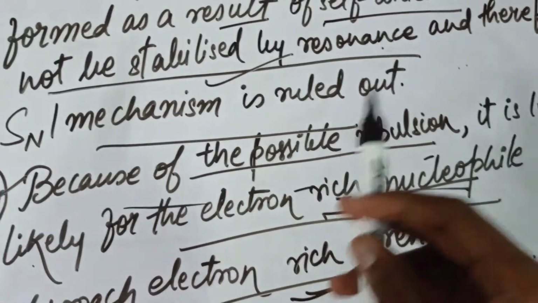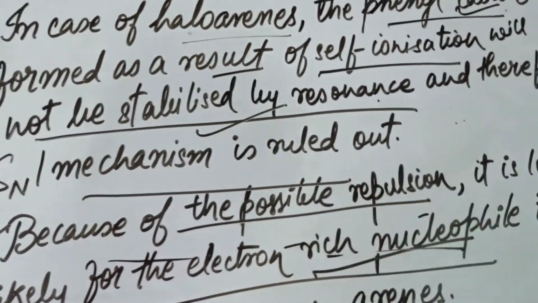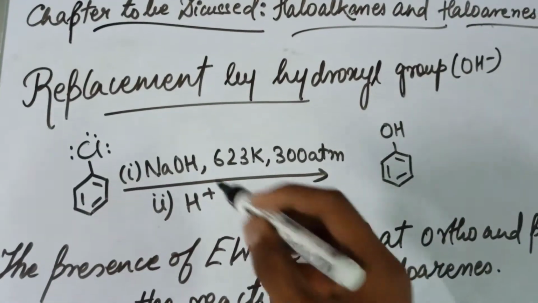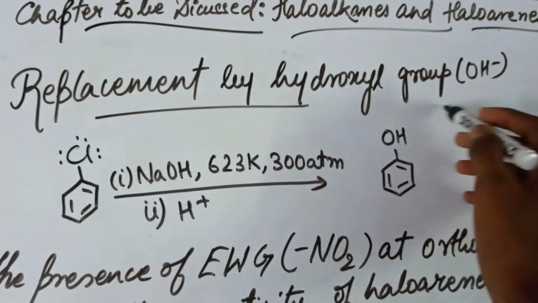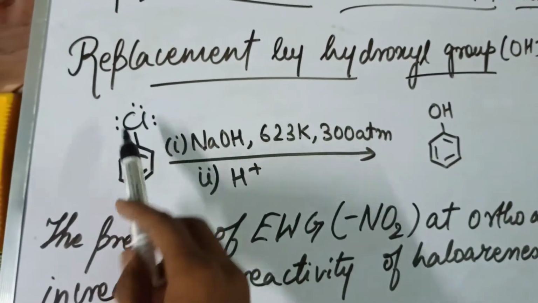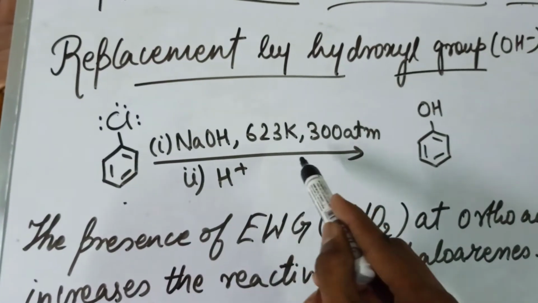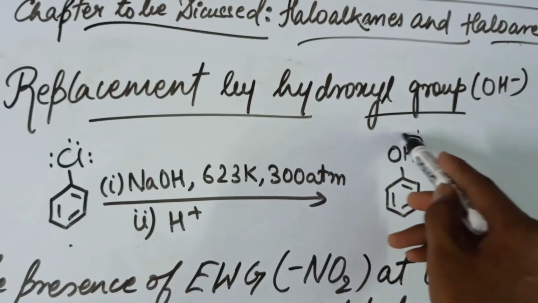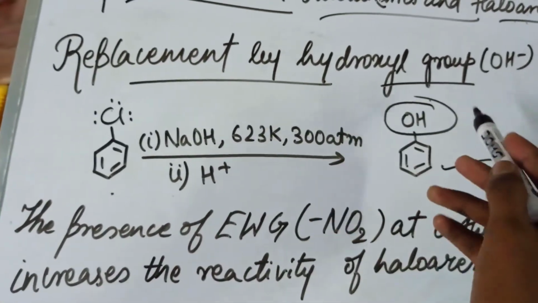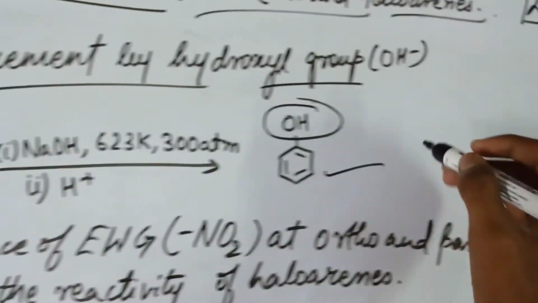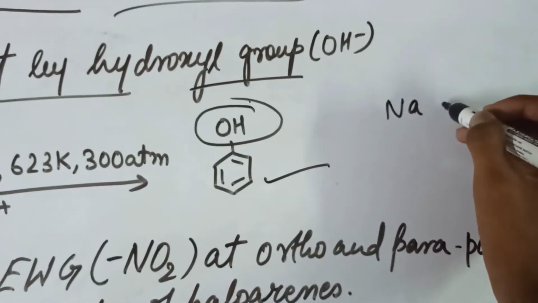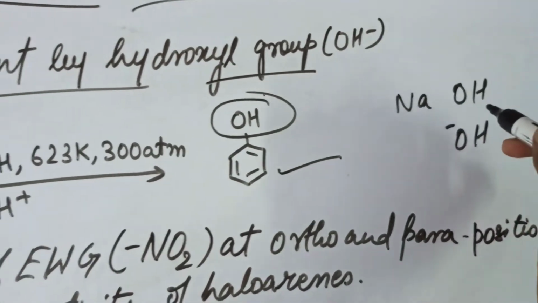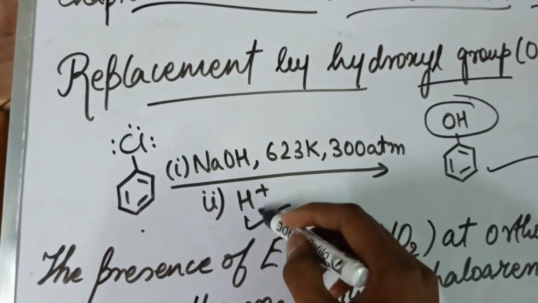Now we come to our next point, the elimination reaction, but I'll be discussing some reactions of the nucleophilic substitution reaction first. So now we see the replacement by the hydroxyl group. Chlorobenzene reacts and gives us phenol. The hydroxyl group comes and sticks over the benzene. Now with NaOH, the nucleophile created is OH minus, and then the second step is H plus.